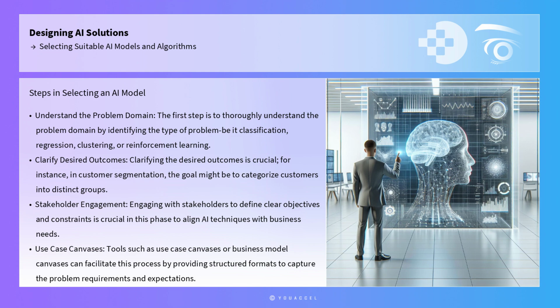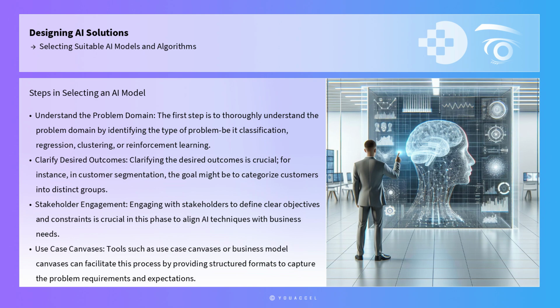The first step in selecting an AI model or algorithm is to thoroughly understand the problem domain. This involves identifying the type of problem, be it classification, regression, clustering, or reinforcement learning, and clarifying the desired outcomes. For instance, in a customer segmentation task, the goal might be to categorize customers into distinct groups based on purchasing behavior. Understanding the problem scope allows for the alignment of AI techniques with business needs.